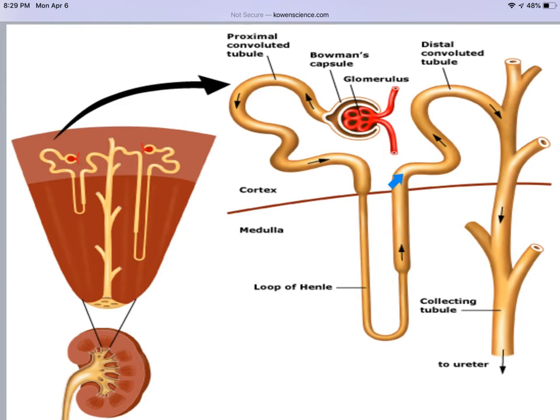This becomes the distal convoluted tubule. The distal convoluted tubule is made up of simple cuboidal epithelium. However, the lumen is not fuzzy. The distal convoluted tubule then empties into the collecting duct.